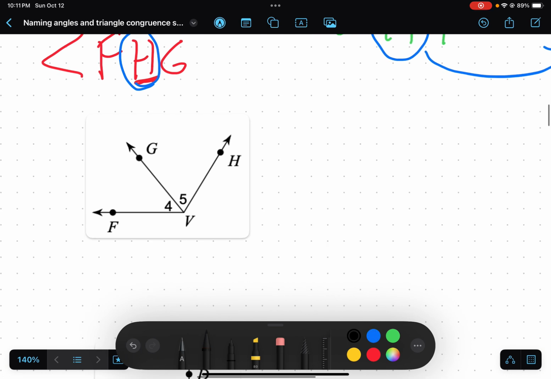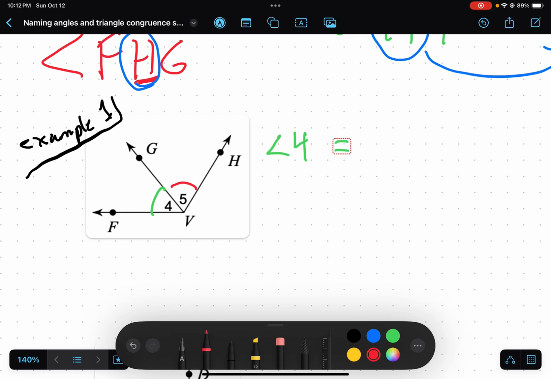Okay, so this will be example 1. Copy down this diagram and tell me, how would I name angle 4? Which letters could I use to name angle 4? And which letters could I use to name angle 5? So take a minute and see if you can get the angle names in the right order.